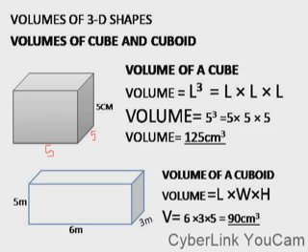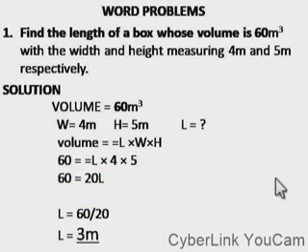Alright, so let's look at the word problems relating to volumes of 3-dimensional shapes. We have the first question here. Find the length of a box whose volume is 60 meter cube, with the width and the height measuring 4 meters and 5 meters respectively.